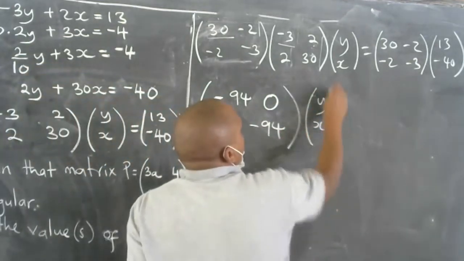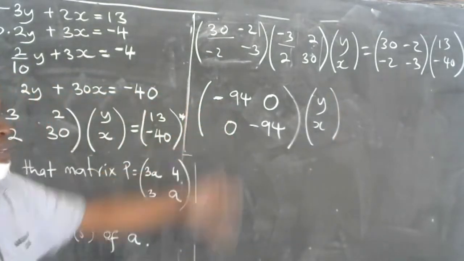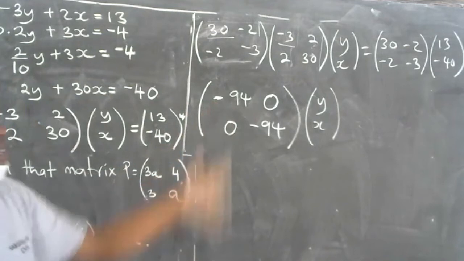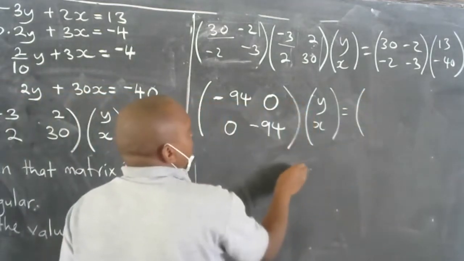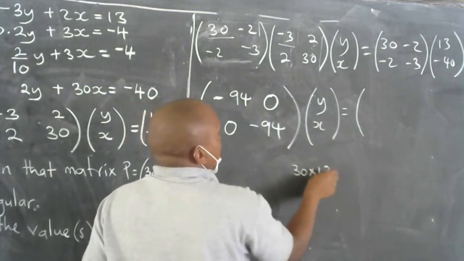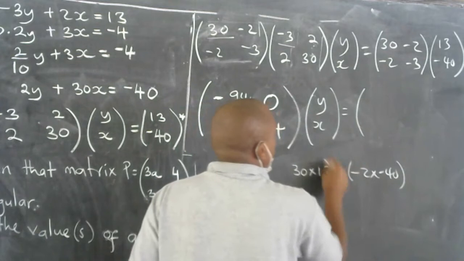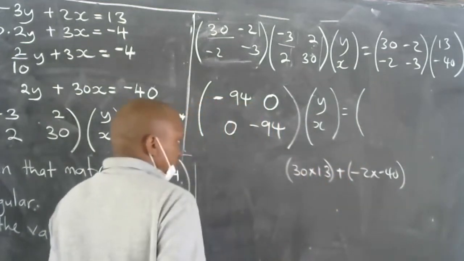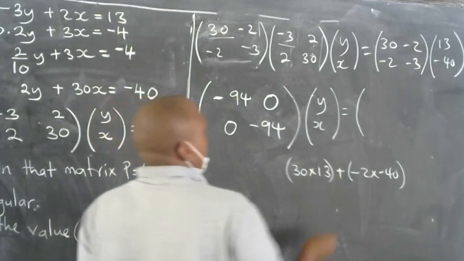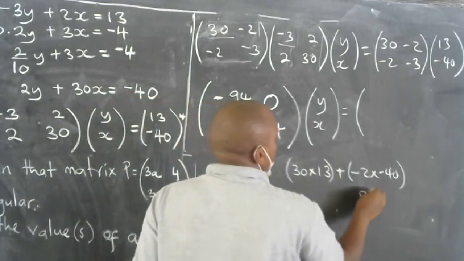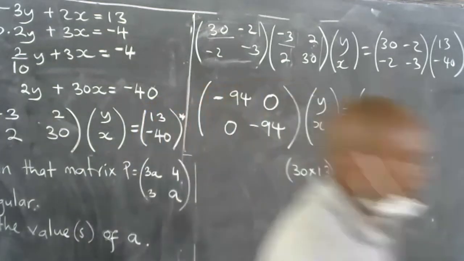Some people use the other method of the determinant. The determinant is negative 94. Or you can first work it out like this. Let us multiply this side. This side we have 30 times 13 plus negative 2 times negative 4. This is negative. This is 80. 30 times 13, what do you get?